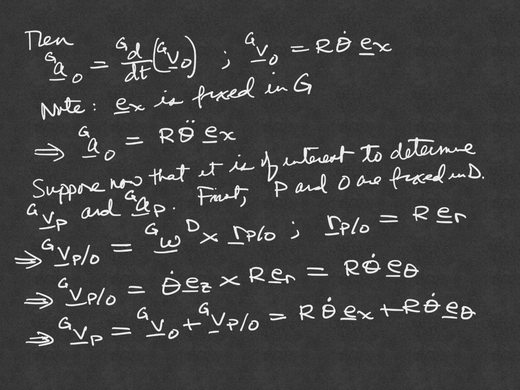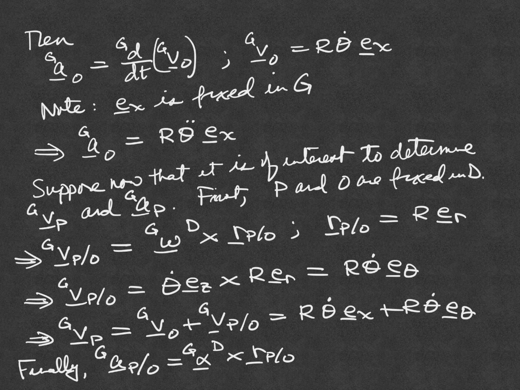So finally, we can do the same thing for the acceleration of P relative to O in G. The acceleration of P relative to O in G is equal to the angular acceleration of D in G crossed with the position of P relative to O plus the angular velocity of D in G crossed with the angular velocity of D in G crossed with the position of P relative to O. So now we can just substitute everything again in here to be able to get the acceleration of P relative to O.